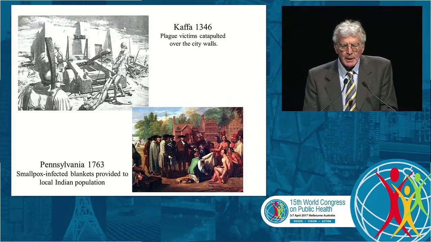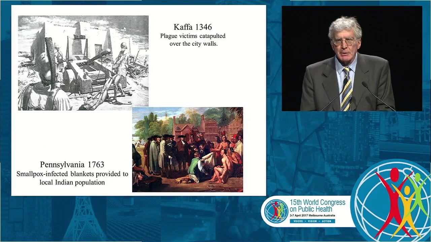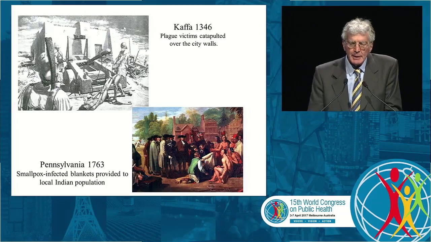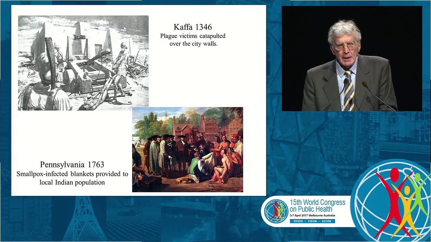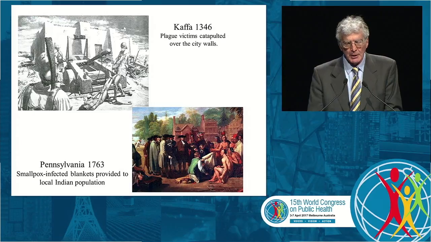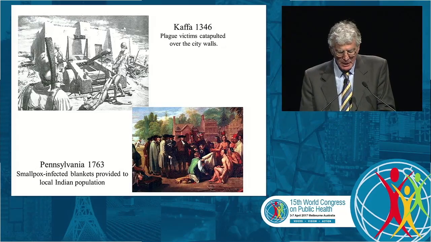One was catapulting plague victims over the walls of a city in Kaffa. And the other one was handing over smallpox-infected blankets to North American Indians, in trade with the British primarily back in those days. And that caused massive casualties amongst the local Indian populations. A lot of conflict between the colonials and the Indians at that stage. And this was a weapon of war against the natives.